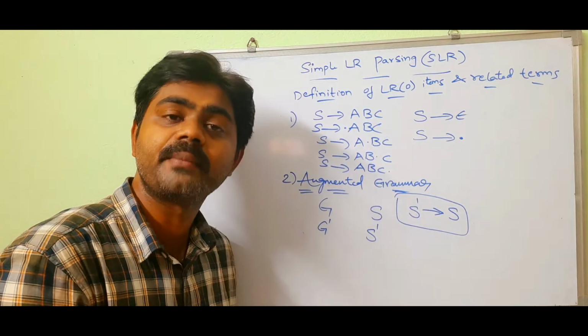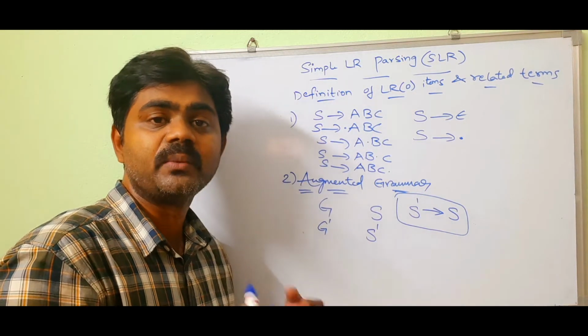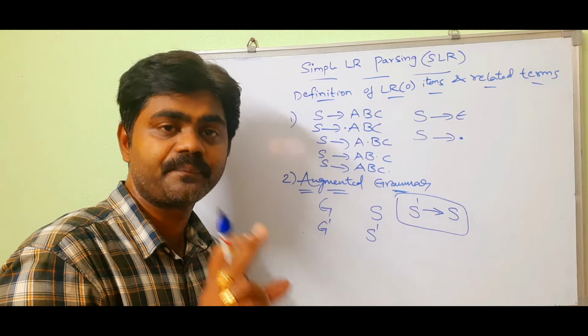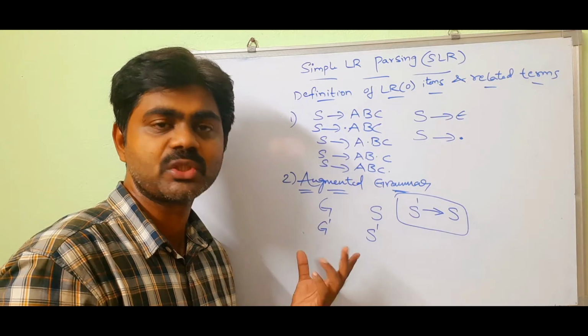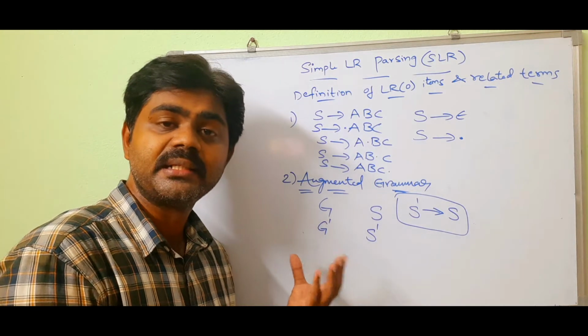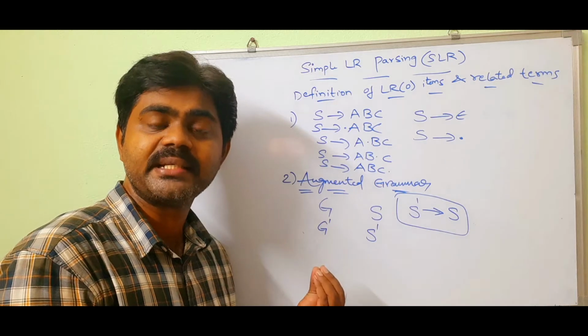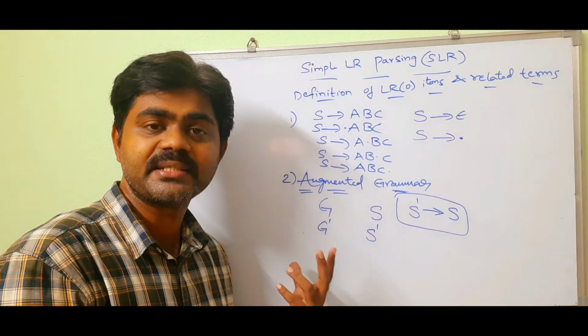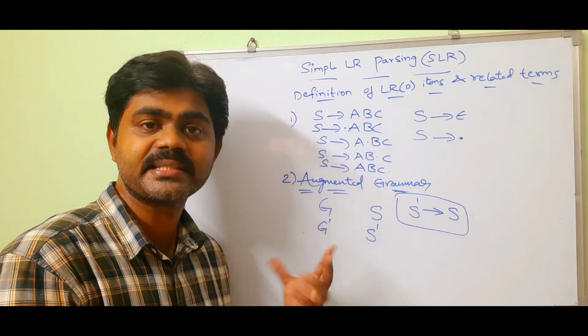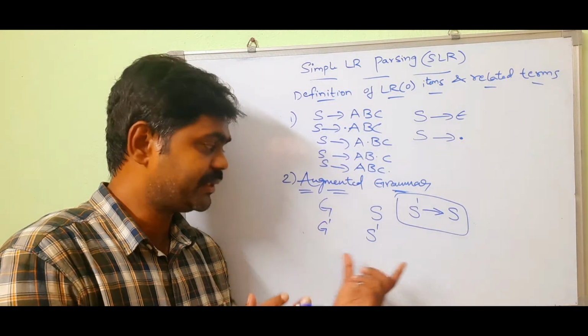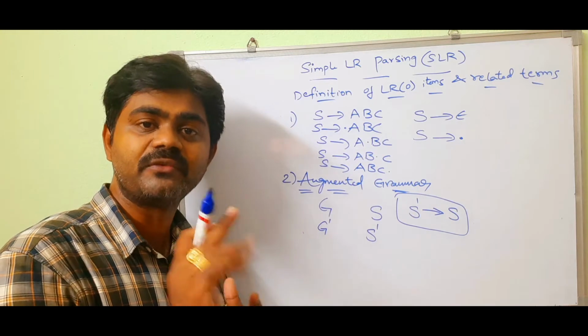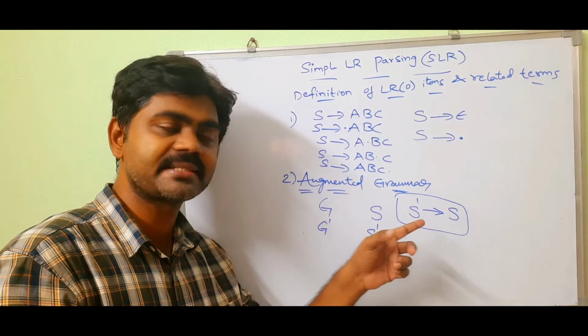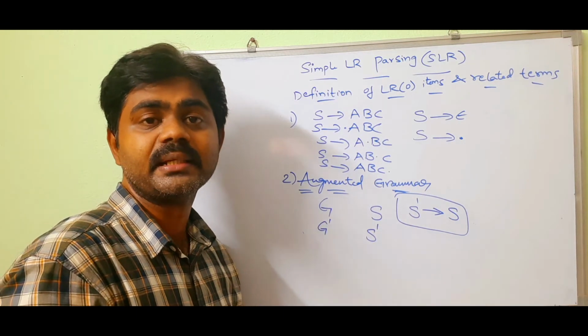So this is called augmented grammar. That means we'll have a new production S dash tends to S. So what is augmented grammar here? If a grammar G contains a starting symbol S, and we generate a new grammar G dash having a new starting symbol S dash, then the newly generated S dash tends to the old starting symbol S, that is S dash tends to S, is nothing but your augmented grammar.